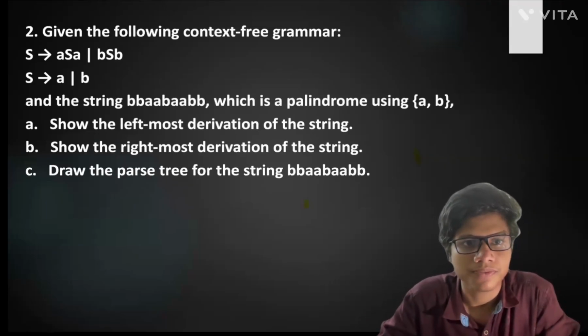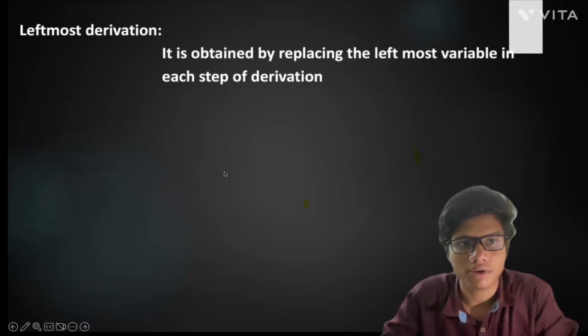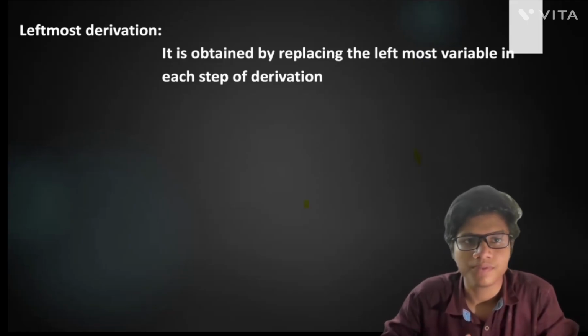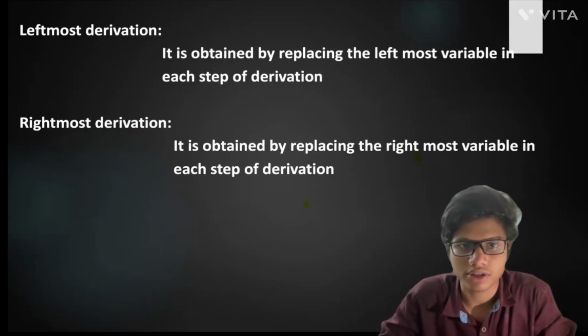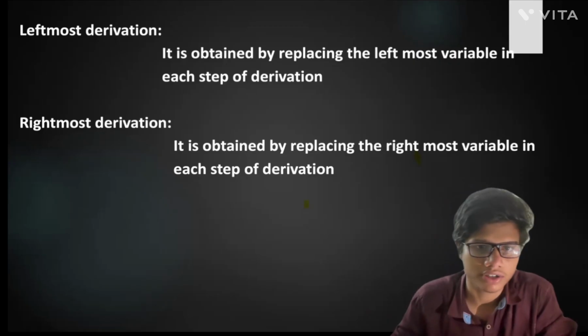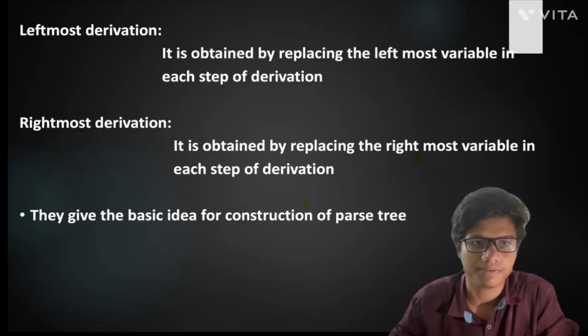The given question is to show the leftmost derivation of the string, the rightmost derivation of the string, and to draw the parse tree for the string BB, which is a palindrome. It is emphasized about leftmost derivation. Leftmost derivation is obtained by replacing the leftmost variable in each step of the derivation. Similarly, the rightmost derivation is obtained by replacing the rightmost variable in each step. What is the use of these derivations? They give the basic idea for the construction of the parse tree.